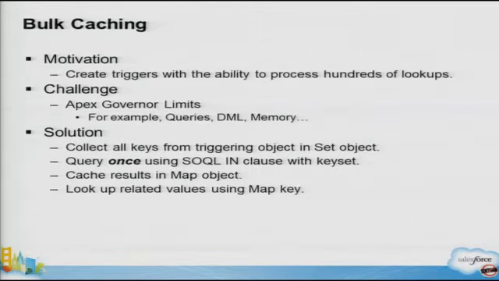So bulk caching, why do I need to do this? Well, you guys have probably heard about our governor limits. Our governor limits are throttles, basically, on a transactional level that keeps an Apex transaction from going haywire, exceeding too many resources. And so we have to learn how to write our code to not exceed these limits. And one of the ways we do this is through a technique called caching. So we collect keys. We're going to look at a slide next here, but here's our scenario.